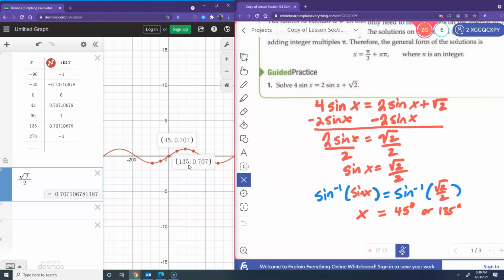But since it's periodic, we know that the answer is going to be repeated after the period ends, it's going to start again. So how do you describe that? I'm going to go ahead and write it here in degrees. 45 degrees plus the length of that period, which is 360. And that K value tells you that it's going to repeat. In other words, if K is 0, then it's 45 degrees. If K is 1, then it's 360 plus 45. And then the other answer is 135 degrees plus 360 times K.